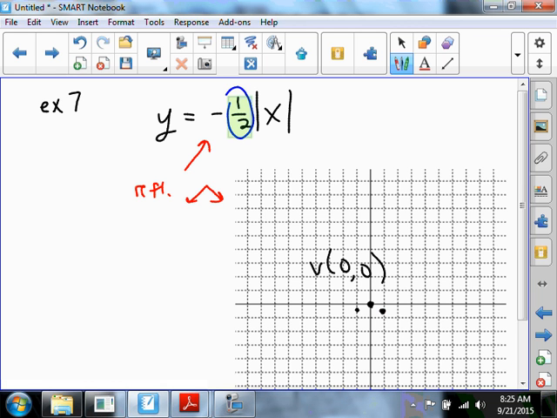Okay. The parent function says if we go over 1, or over 2, we go up 2, or a reflection would say if we go over 2, we go down 2. But keep in mind, that 1/2 says we're going to be going up or down half as much. So instead of going down 2 units when we go over 2, we're going to go down how much?